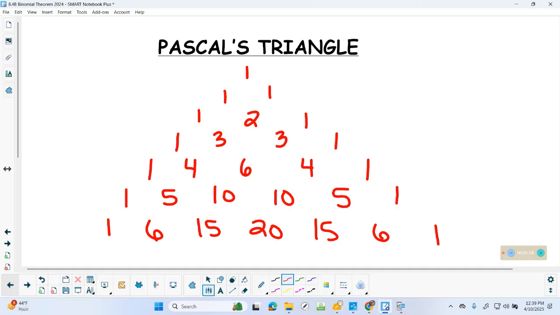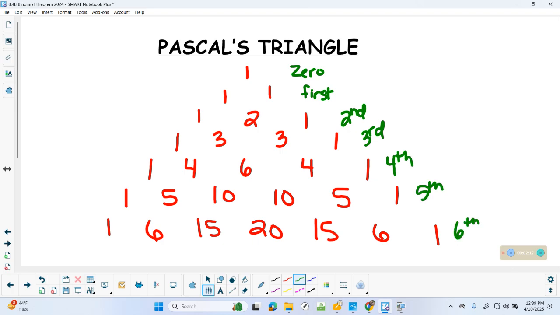Now remember what these represent. These are the coefficients for your terms. Remember at the top is for the 0 power. Anything to the 0 power is a 1, okay? These are the coefficients if your power is a 1. So to the first, this is for the second, your third, fourth, fifth, and sixth.